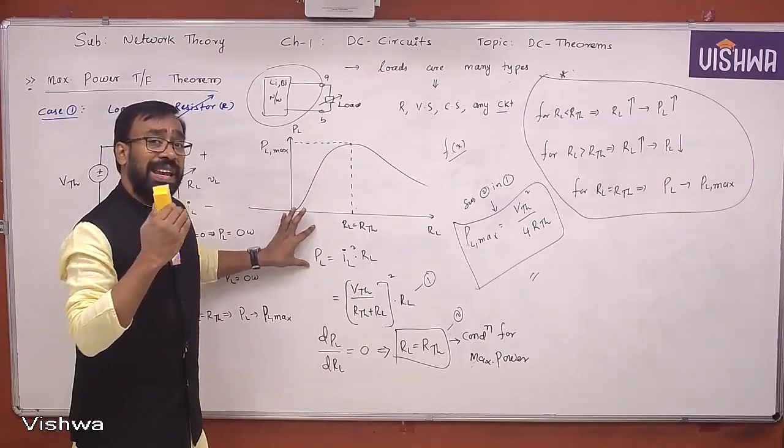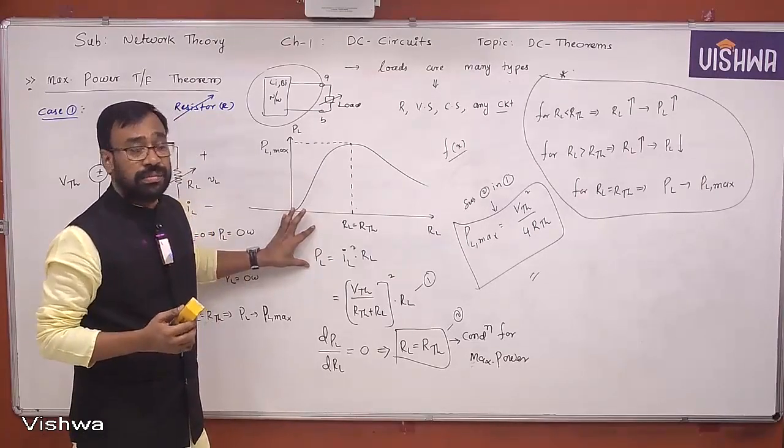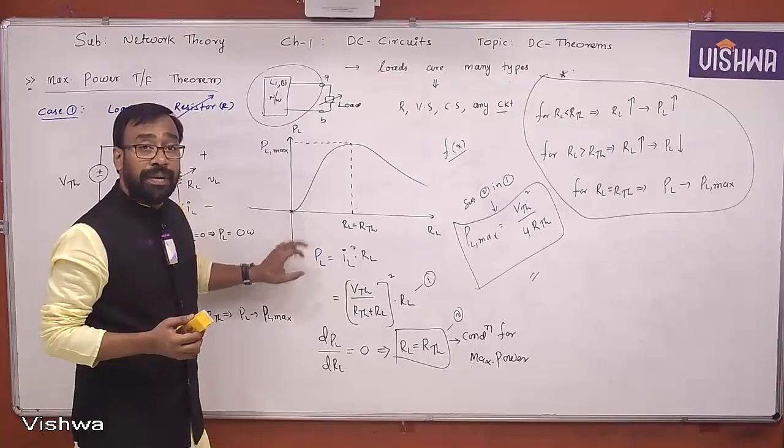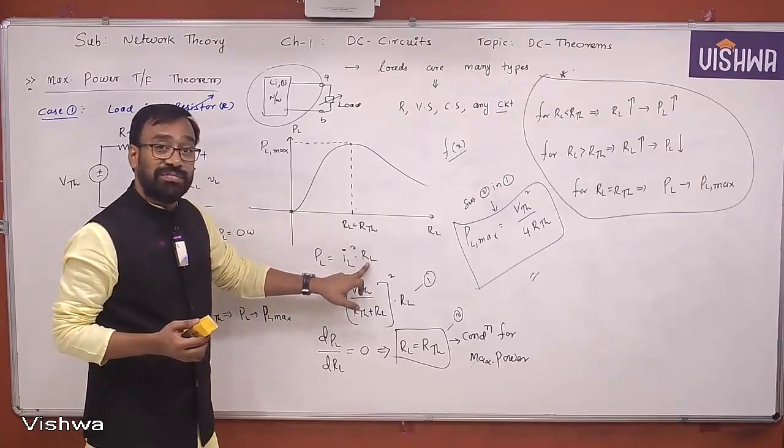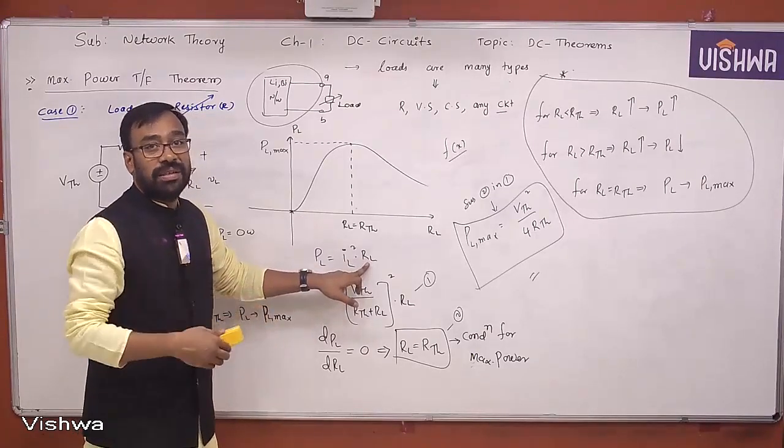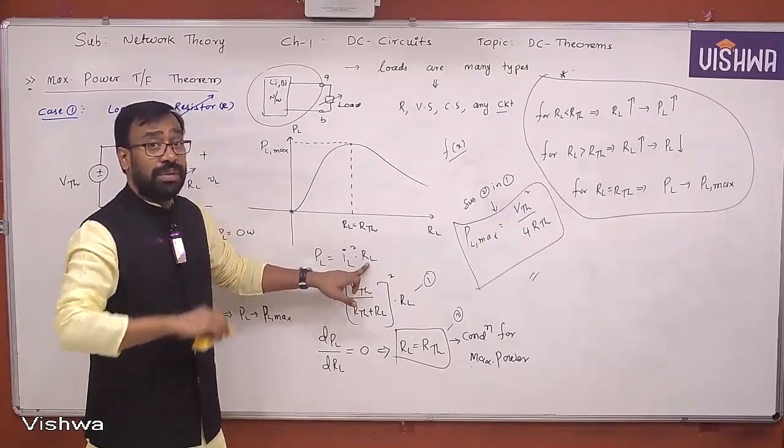Maximization of any particular function. This is a function, right? Okay, power is a function of what? RL now. It should be a function of RL. It should not be a function of any other variable.